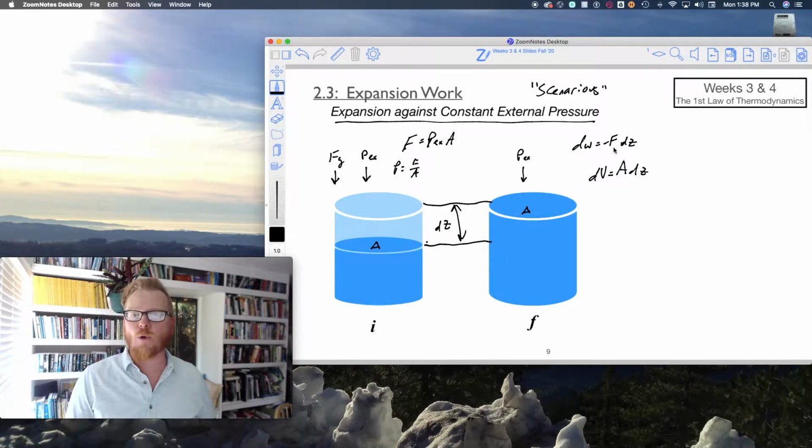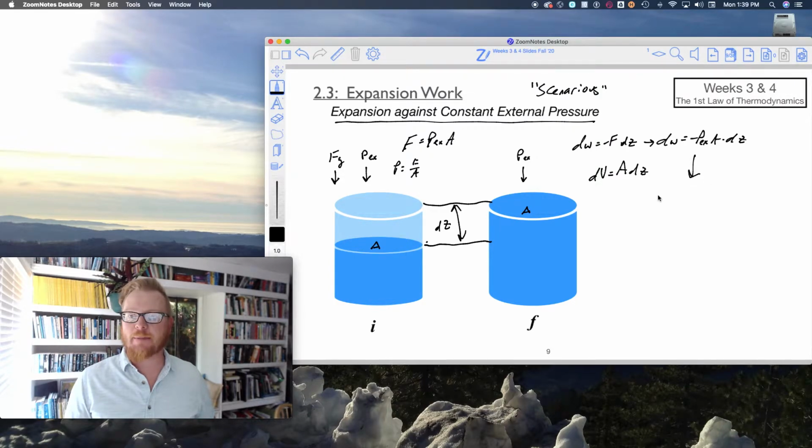And I also know that the force that this thing is undergoing is P external times area. So I can plug a few of those things in now. I can say dW has to equal negative P_ext A, okay, that I get from the force, and then times dz, okay?